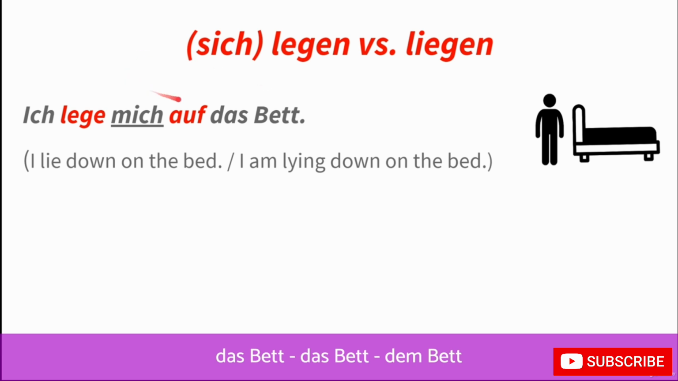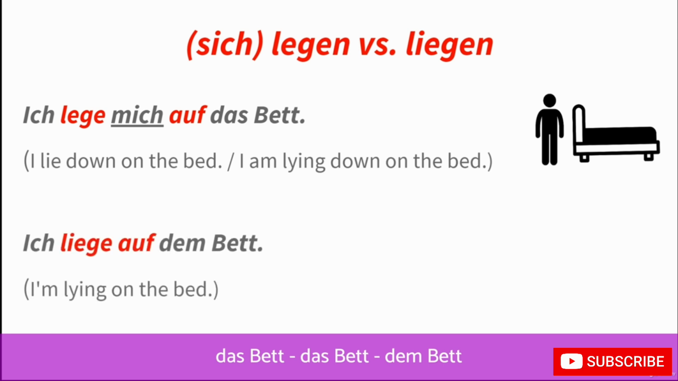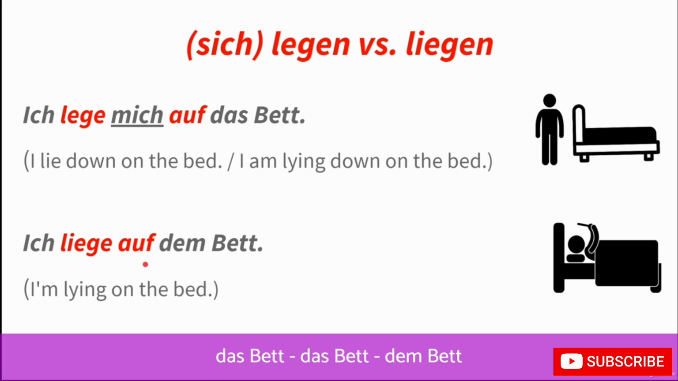After the Wechselpräpositionen, accusative is used. Why? Because legen gives action. When there is an action, then after the Wechselpräpositionen, accusative must be used. Don't forget about that. Another example, ich liege auf dem Bett means I'm lying on the bed, which means I'm already there, I'm lying on it. That's why it gives location. Auf is a Wechselpräposition here, that's why after this preposition, dative must be used. Das Bett, dem Bett.